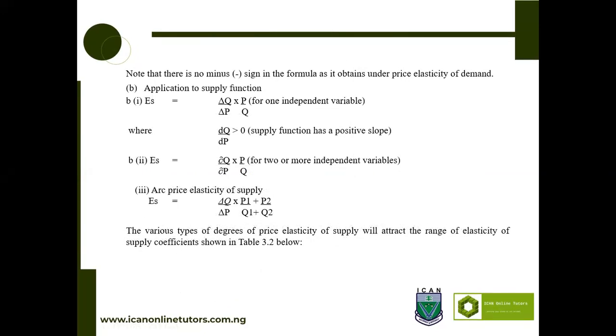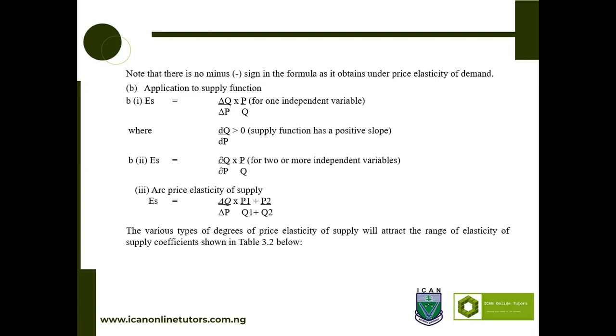The application to supply function, ES, which is change in quantity divided by change in price multiplied by price over quantity for one independent variable. So where change in quantity divided by change in price is greater than 0, the supply function has a positive slope. For 2 or more independent variables, we have this formula.